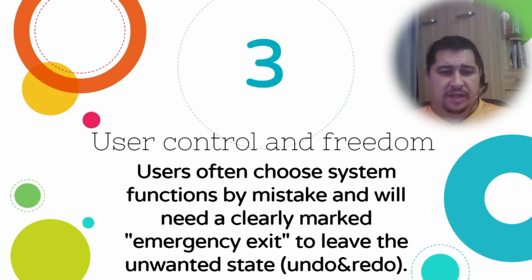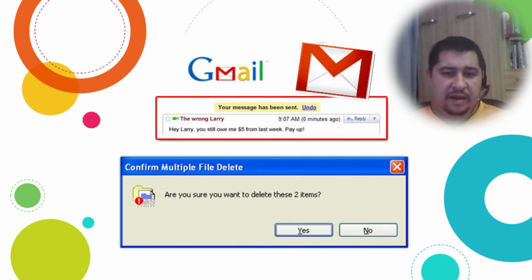Next heuristic, this is heuristic number 3, is about user control and freedom, or the so-called undo and redo buttons. Users always want to be confident and to know that if they choose any functionality by mistake, they can get back to a secure position. So they always have this emergency exit to leave the unwanted state. And I will give you 2 examples here.